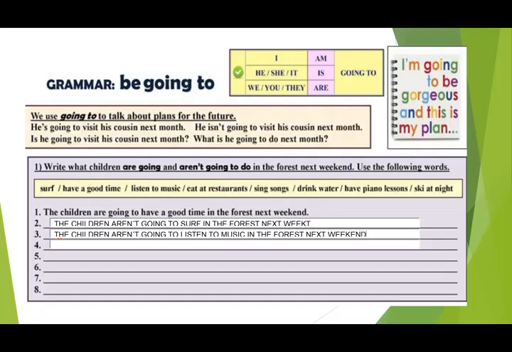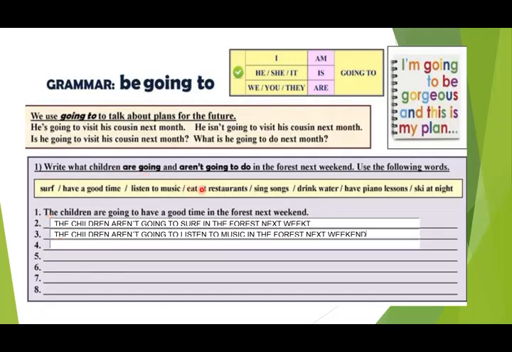Okay, and so in this case you have to identify, recognize, okay, what are the children going to do in the forest. Tenemos que identificar y escribir, pues, ¿no? ¿Qué es lo que van a hacer los niños en el bosque?